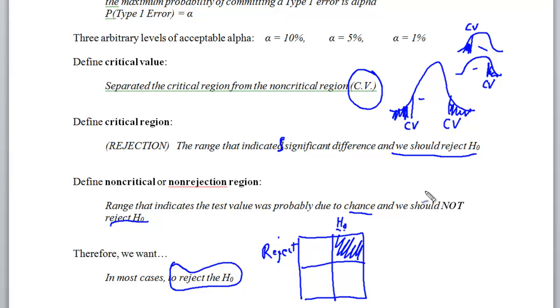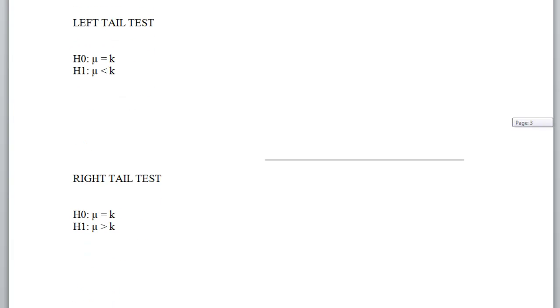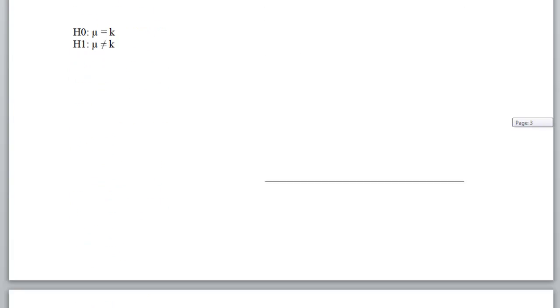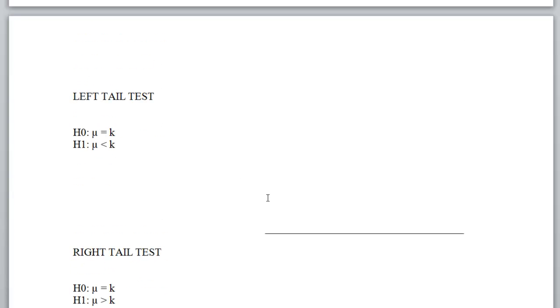Now let's take a look at the only math that's actually in this chapter, which talks about looking at left-tail, right-tail, and two-tailed tests before we get to the homework, which is on page 412, 1 through 13 all. So let's look at the left-tail test.